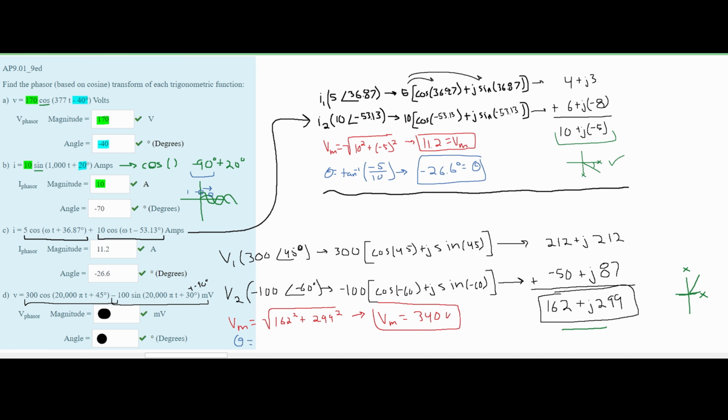Now we need to solve for our theta. And then we know that our theta is equal to the tangent inverse, and then inside of here we are going to have our imaginary number over our real number. And after we do this, we're going to get that our theta is approximately 62 degrees. Now our theta is positive, and so it has to be in our first quadrant, which checks out right here. Again, that means that our theta has to be 62 degrees, which it is right here, and our Vmax has to be 340 volts, which it is right here. And that is how you would go about solving this problem.